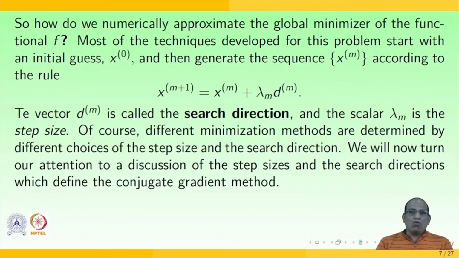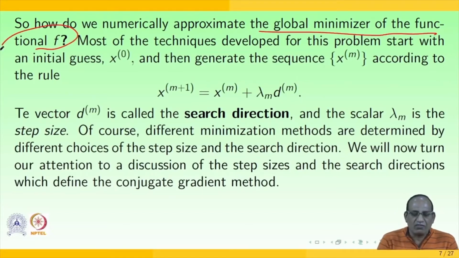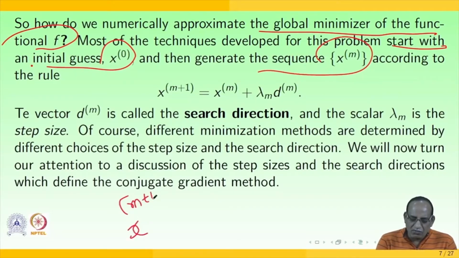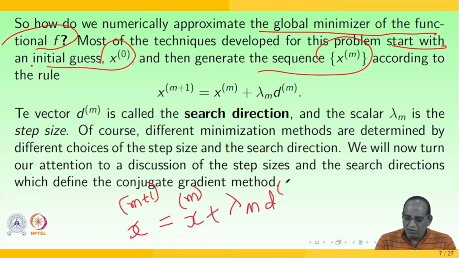So how do we numerically approximate the global minimizer of the functional f? Most of the techniques developed for this problem start with an initial guess, that is x of 0, and then generate the sequence x of m according to the equation x of m plus 1 is equal to x of m plus lambda m times d of m.